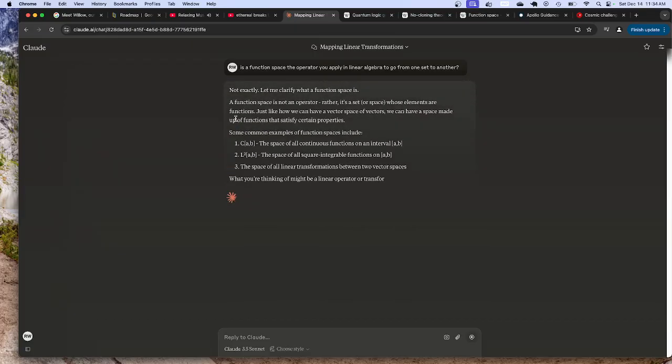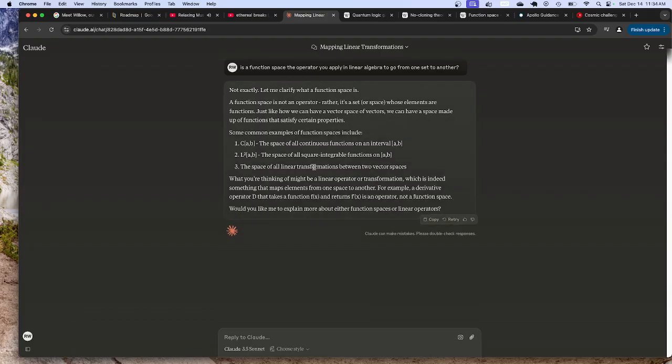Function space is not an operator, rather it's a set or space whose elements are functions. Just like how we can have a vector space of vectors, we can have a space made up of functions that satisfy certain properties. The space of all continuous functions in an interval.